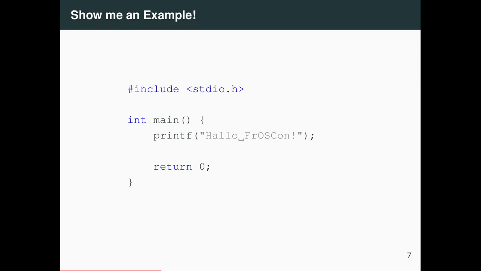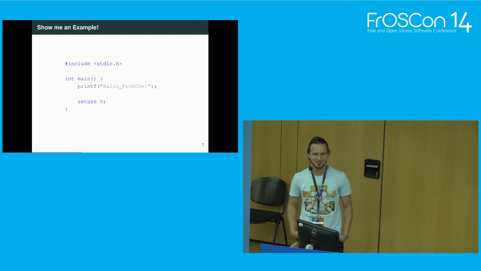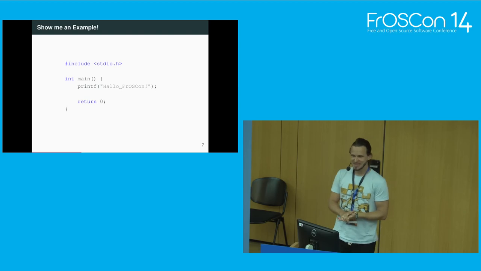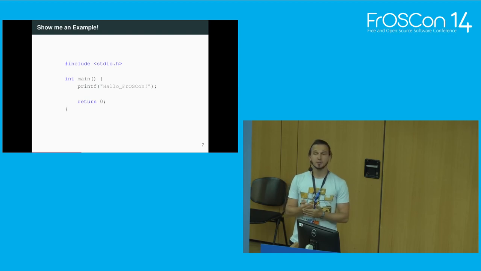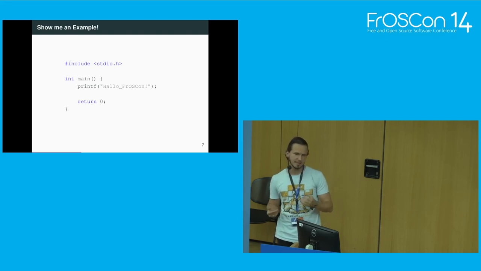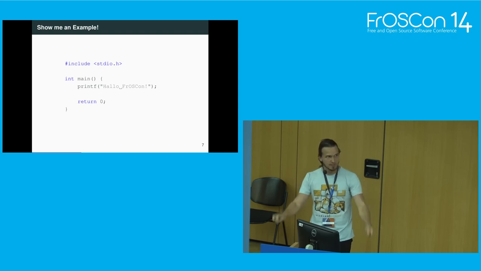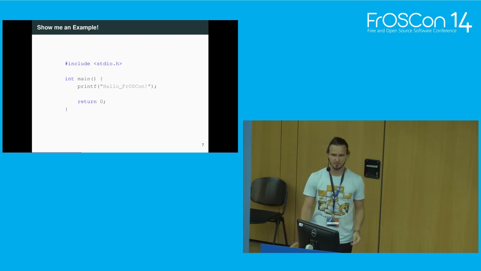Then it uses printf, which is a function to print something on the screen. And here I just print a constant string, Hallo FrOSCon, which is German for hello FrOSCon. I could have translated this, but... And then it contains a statement, return 0. And this will also be important later on during this talk. This is the so-called return code of the program, and it signals back to the operating system that everything went well. So the return code of a program is interpreted as an error code. So if there is no error, we just all agreed on this is represented by 0.